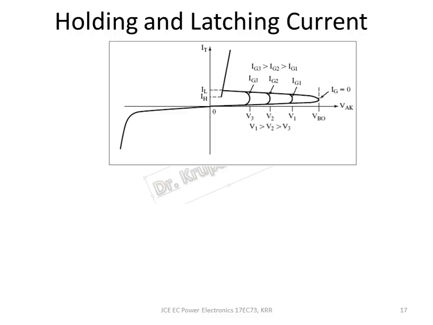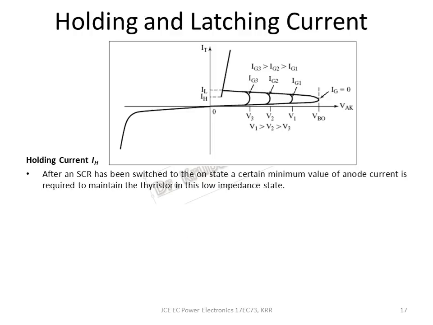So now, what is the latching and holding current? I have been talking to you about it. When you talk about holding current, you will always find holding current much lesser than the latching current. So what is holding current? After an SCR has been switched to the on state, a certain minimum value of anode current is required to maintain the thyristor in this low impedance state.